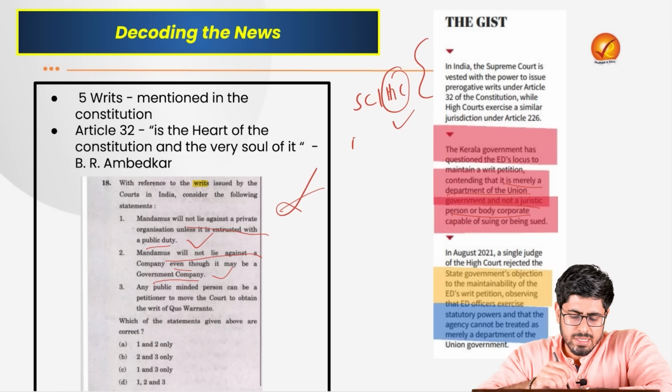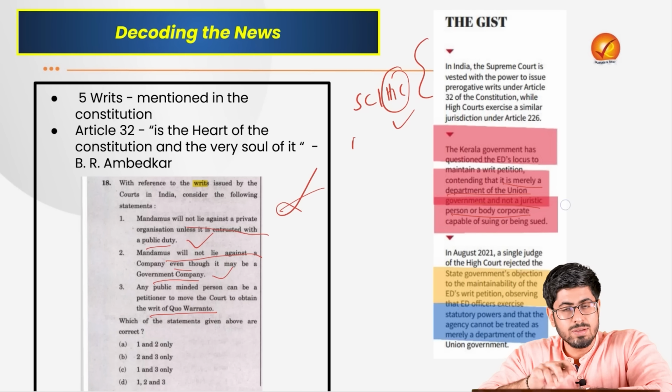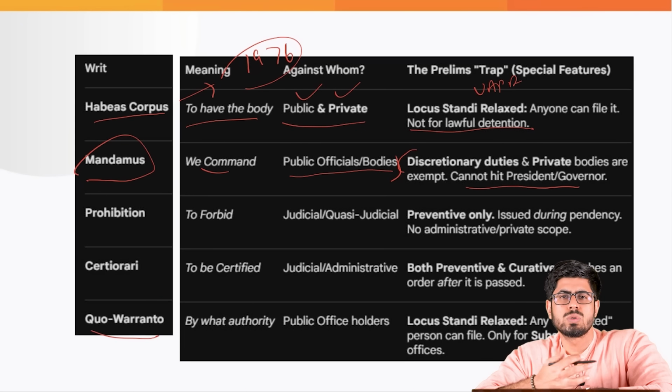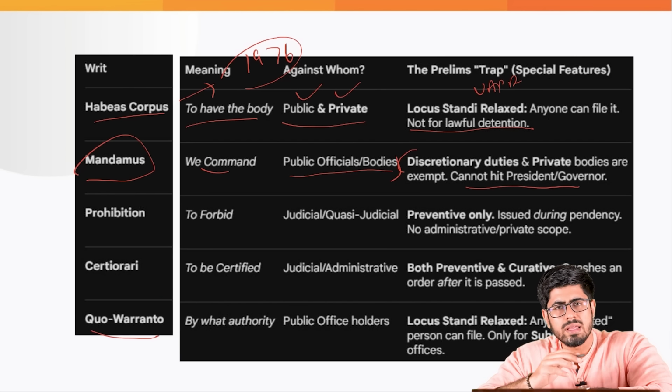Any public-minded person can be a petitioner to move to the court to obtain the writ of quo warranto. Let's see what quo warranto is now. Quo warranto is basically asking, by what authority are you occupying that public office?